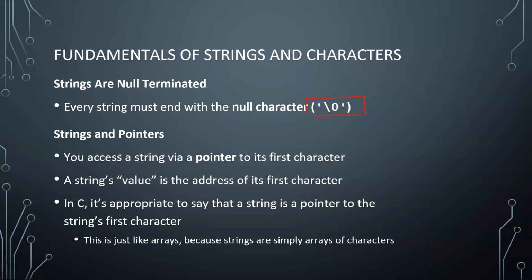We can access our strings using a pointer to the first character. This is going to be very similar as to what we did with an array. We can think of a string as nothing more than an array of characters. So the string's value is the address of the very first character. This is exactly what we did with arrays. In C, it's appropriate to say that a string is a pointer to the string's first character, just like arrays, because again, it's just a simple array of characters.